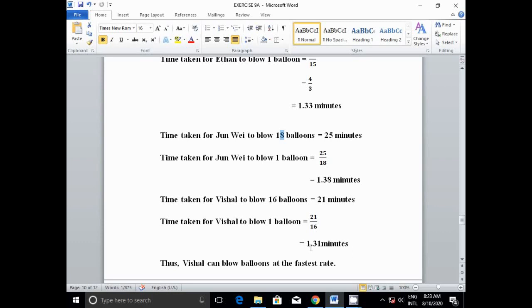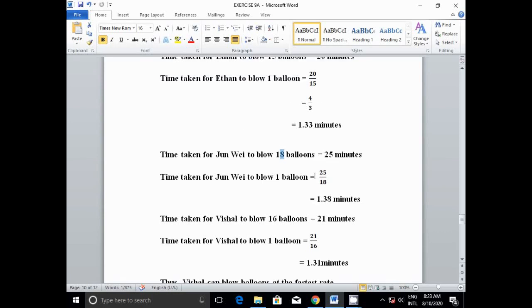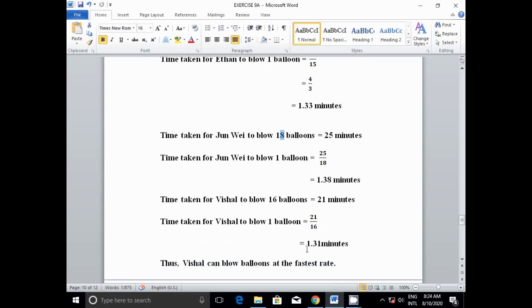Now let's see. First of all, Ethan takes 1.33 minutes to blow one balloon. And then John Y takes 1.38 minutes to blow one balloon. Same as Vishal takes 1.31 minutes to blow one balloon. It means that Vishal can blow balloons at the fastest rate. So, we concluded that Vishal can blow balloons at the fastest rate.